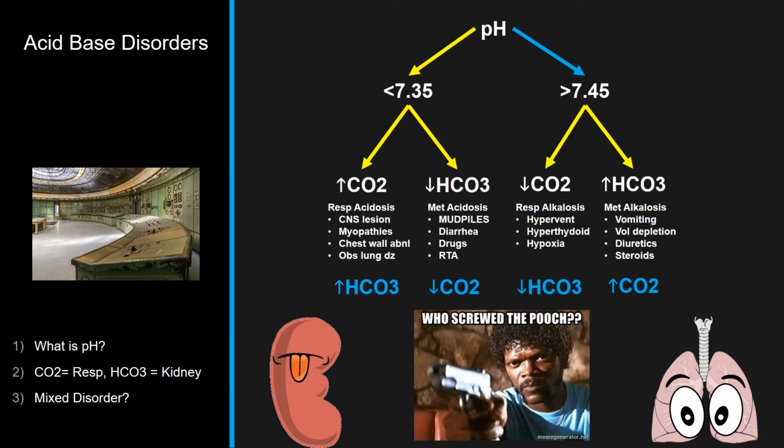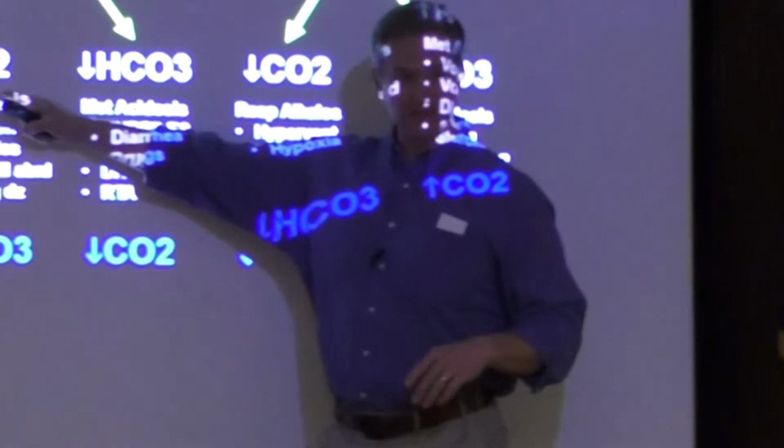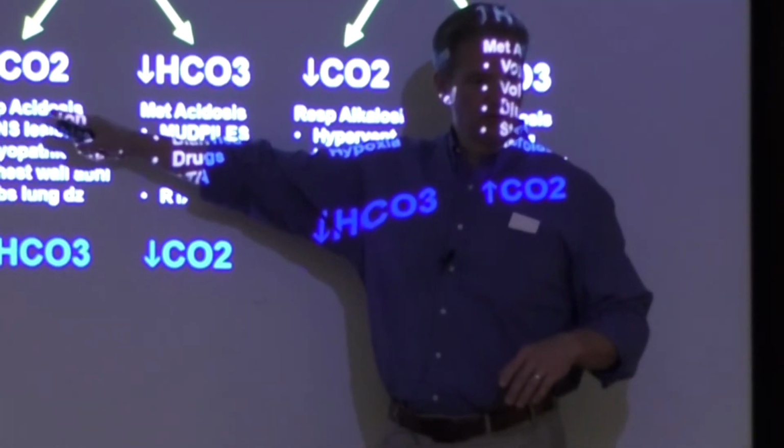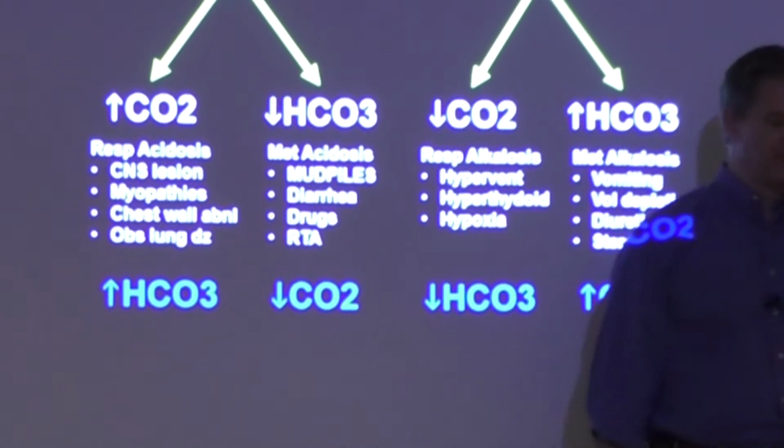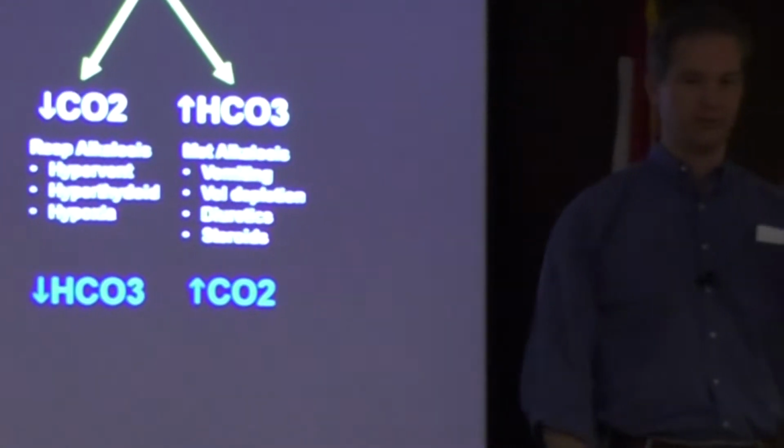Normal pH is between 7.35 and 7.45. Okay? If it's less than 7.35, it's acidotic. If it's more than 7.45, it's alkalotic. There's two ways to become acidotic. One is if I don't breathe enough. Okay? If I don't breathe enough, I have a respiratory acidosis. If I don't breathe enough, my CO2 goes up.